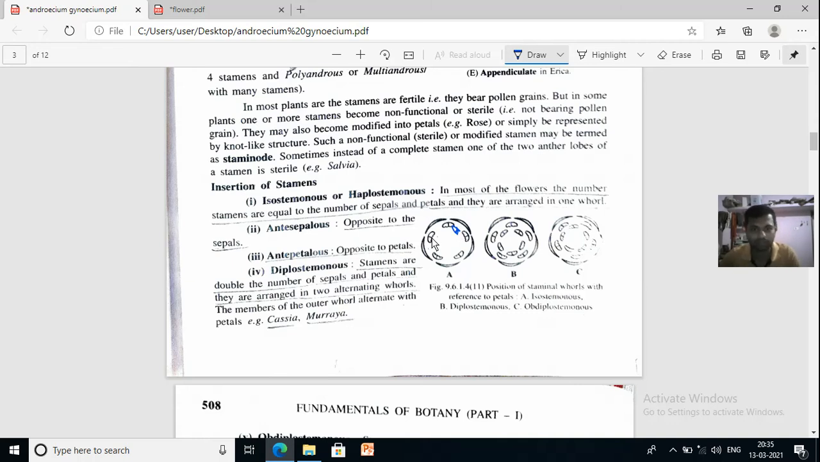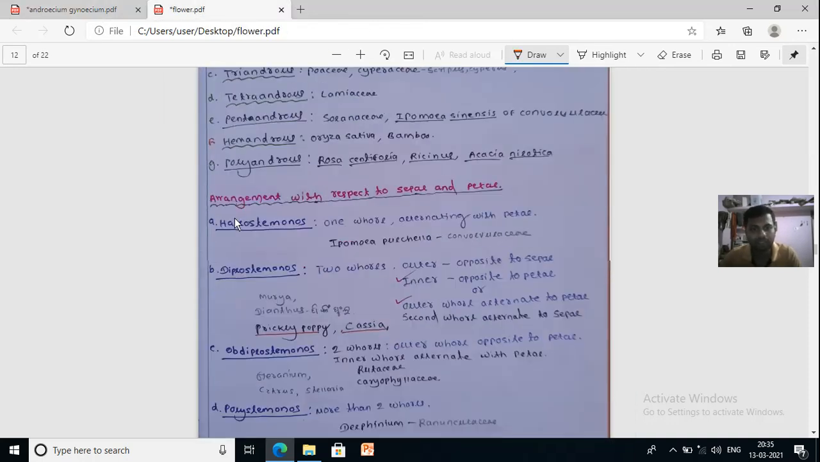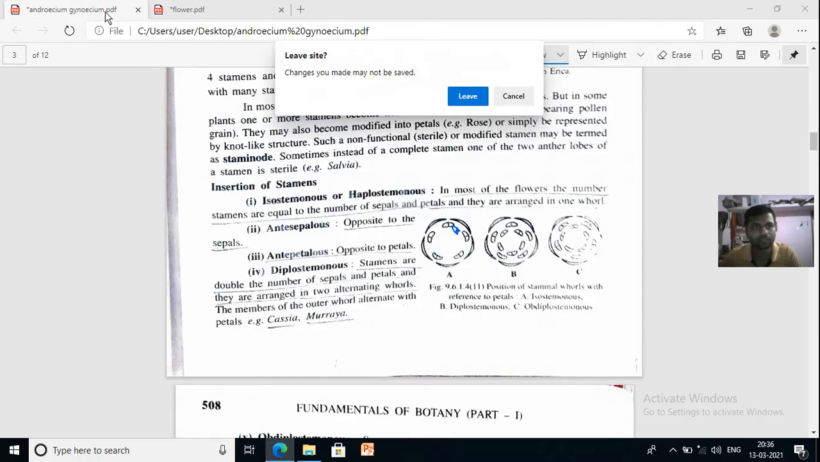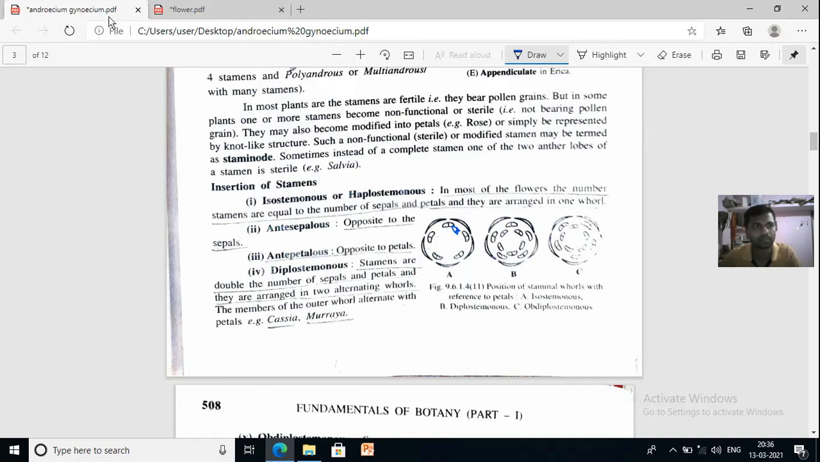So again, according to arrangement, they may be haplostemonous. Haplostemonous means when anthers or stamens are arranged in one whorl, alternate with the petals. Here in the figure you have already seen this arrangement. Now this is alternate arrangement. This is the haplostemonous condition.